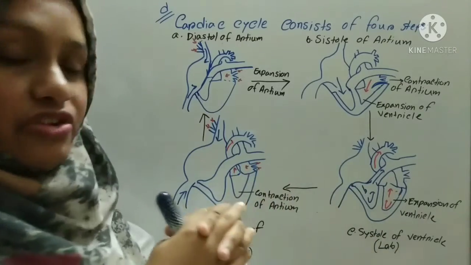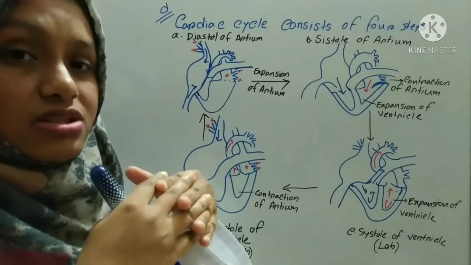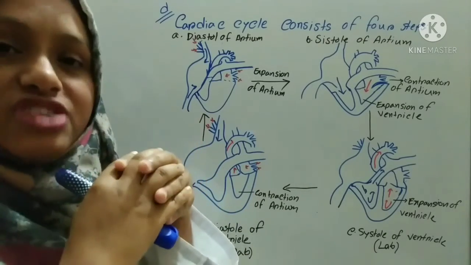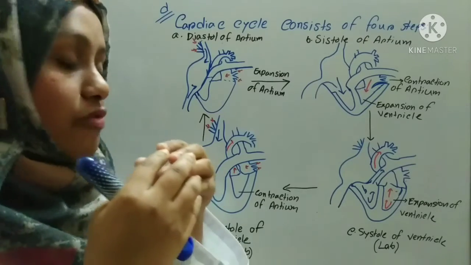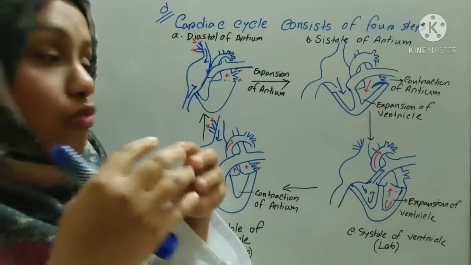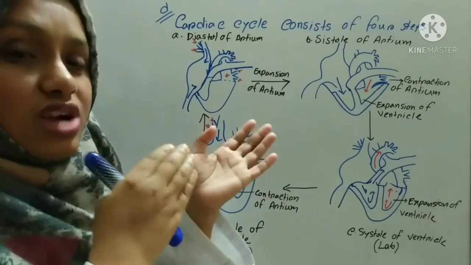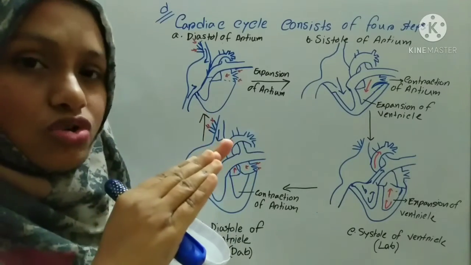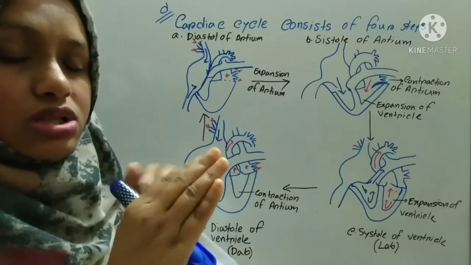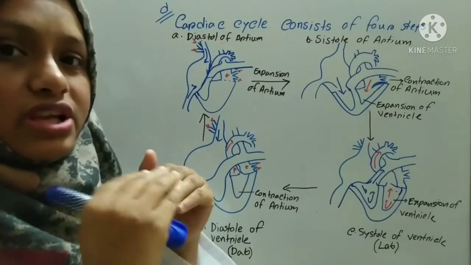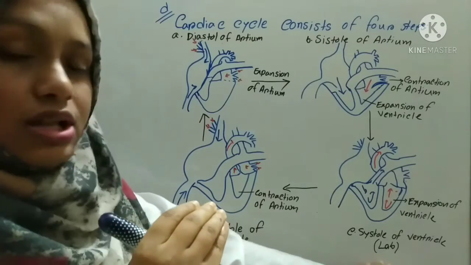Then the systole of ventricle. Systole of ventricle means the ventricle contracts. Systole means contract. So systole of ventricle means the ventricle contracts. When the ventricle contracts, then the tricuspid and bicuspid valves remain closed and the semilunar valve remains open. And at this time of closing of the valve, a sound happens, that is called lub.